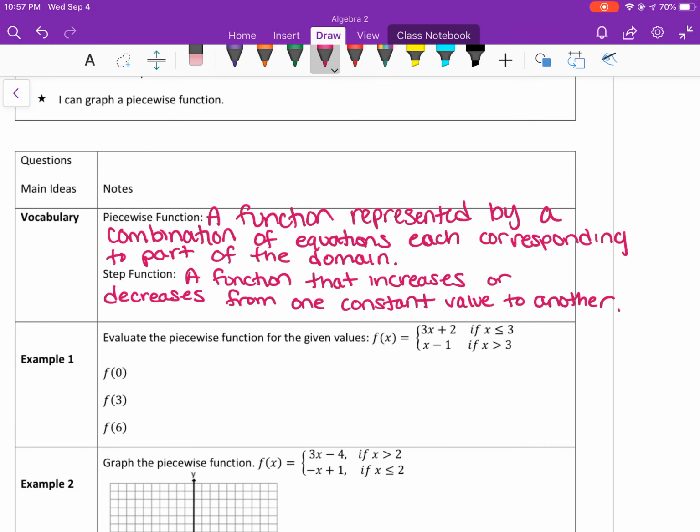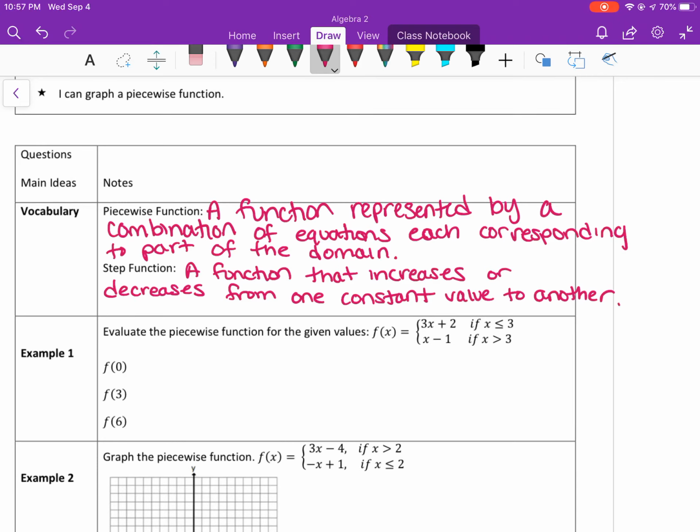So a couple of vocabulary terms for you first. What is a piecewise function? It's a function represented by a combination of equations, each corresponding to part of the domain. And then we also have what's called a step function, and that's a function that increases or decreases from one constant to another. One thing I want to point out is since they are both functions, they both must pass the vertical line test.